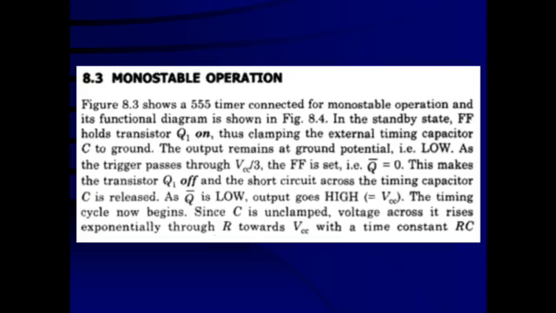In a monostable operation, one of the states is stable, that is, the normally low state is stable. So the output of the monostable circuit is normally in a low state, that is the stable state. When the trigger pulse is provided, it will go from low state to high state. But this high state is not a stable state, it is an unstable state.